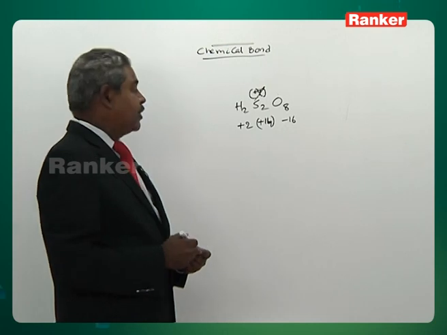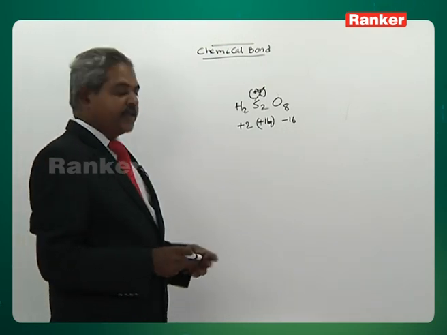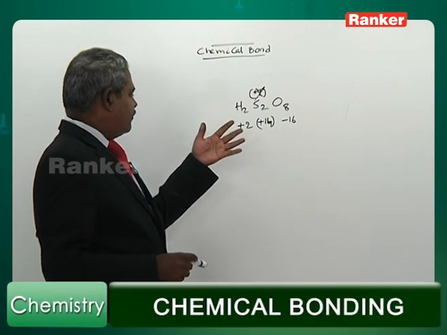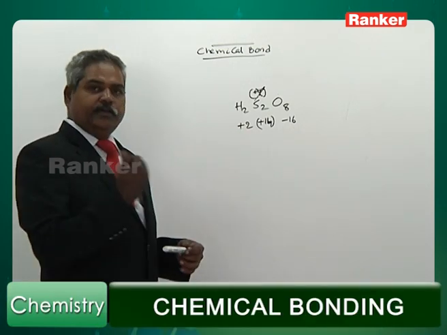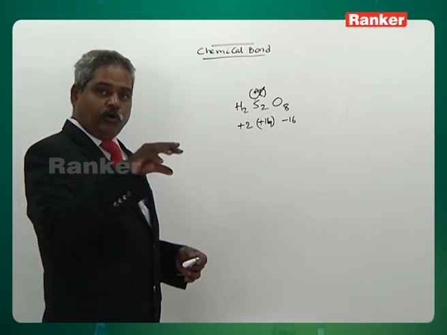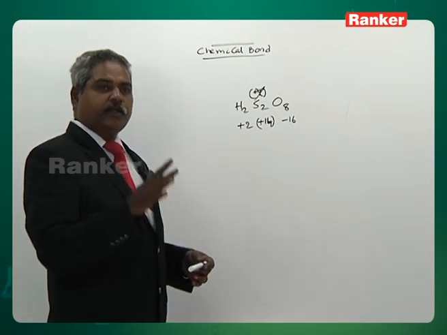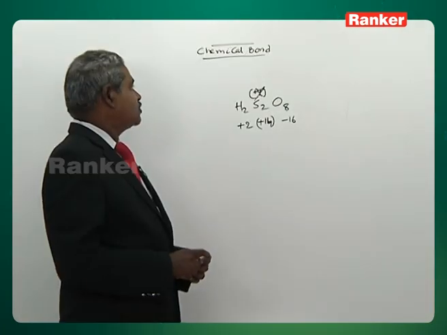This molecule is called per-disulfuric acid. If you have a fixed oxidation state, that will decide. If you don't have a fixed oxidation state, you give minus 2 to oxygen, and if all others are happy, then it's okay. Okay, that's all about oxidation state.